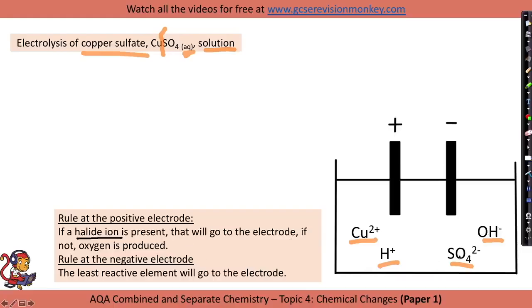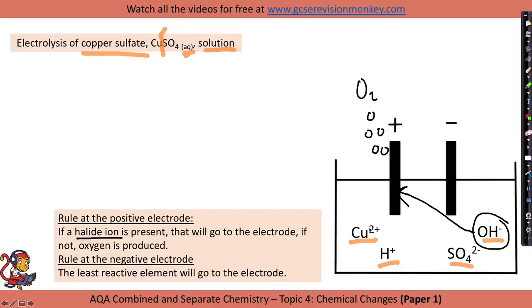So we have a look at these two. This is a sulfate ion. This is not from group 7. And hydroxide is not from group 7 either. In fact, there's two different elements in each one. So oxygen is produced, and it's because the hydroxide ion goes to the electrode and oxygen is what is given off. For the negative electrode, the rule is the least reactive element will go there.